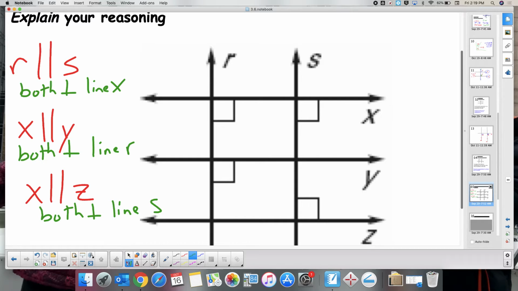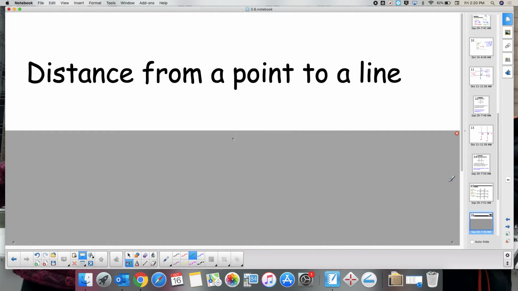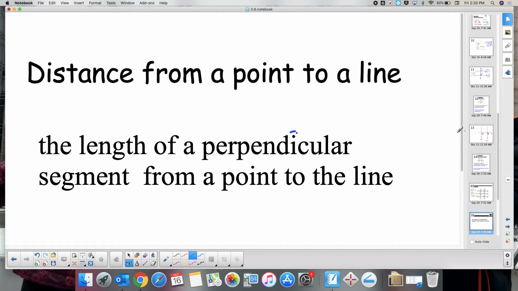All right, that brings us to our last idea here. It talks about the distance from a point to a line. If I wanted to measure the distance from me to a wall, I'm not going to measure the distance from me to one of the corners. I'm going to walk straight to that wall. So when we talk about the distance between a point and a line, we are talking about the perpendicular distance. So I need to meet that line at a right angle. It is the length of the perpendicular segment from a point to the line.